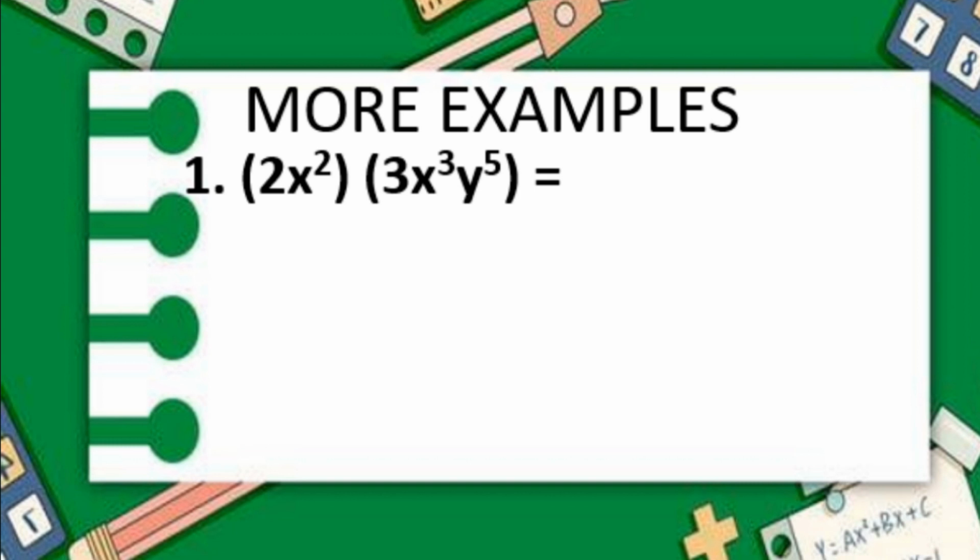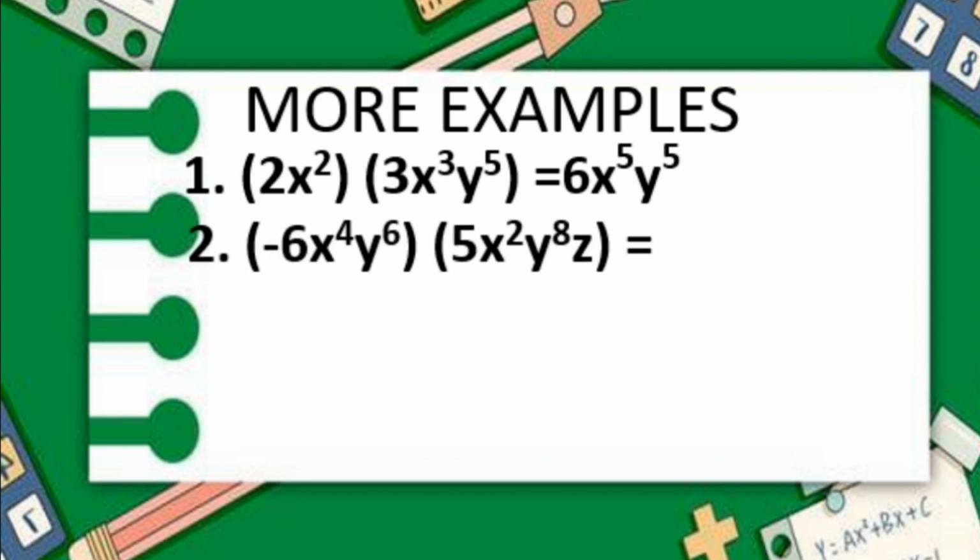Perfect. Now, let us multiply the numerical coefficient. 2 times 3. So the answer will be 6. Right? And then, copy the base, x. Then add the exponents. 2 plus 3 will give you 5. And then since y doesn't appear on the first factor, you'll just simply copy it. Y to the fifth. Got it? Alright, let's have number 2. Okay, so negative 6x to the fourth y to the 6 times 5x squared y to the 8th z. So you've noticed that on the first factor, we have x and y.